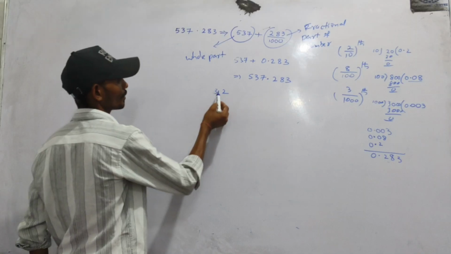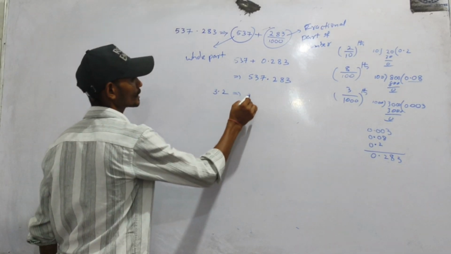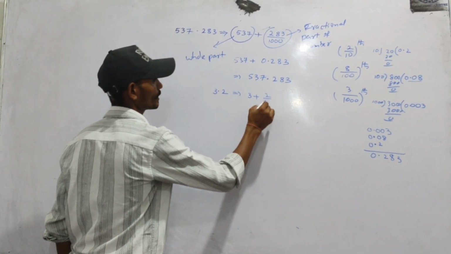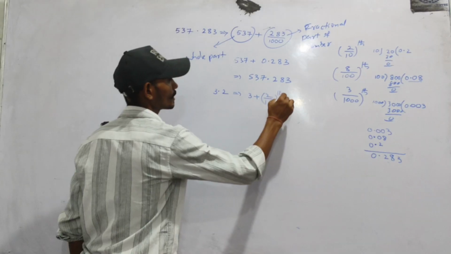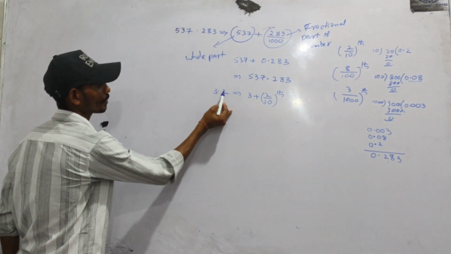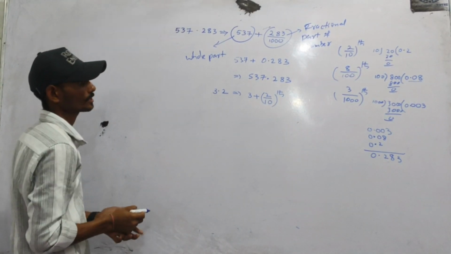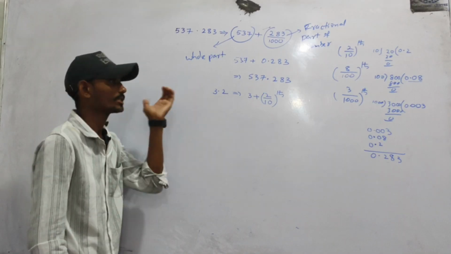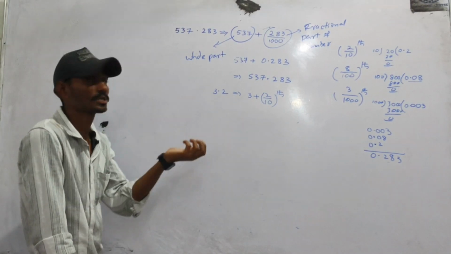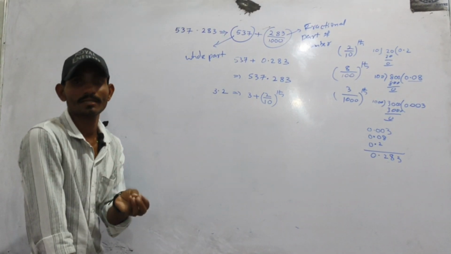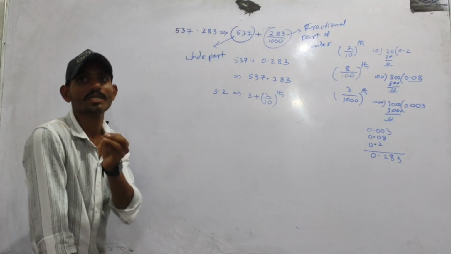3.2. Then you read this as the whole part and this as the 10th part. Because after the point there is only a single digit. That's why I said that decimals have multiples of 10, 100, 1000, 10,000 in the denominator.